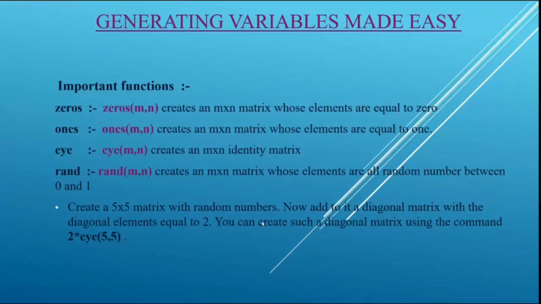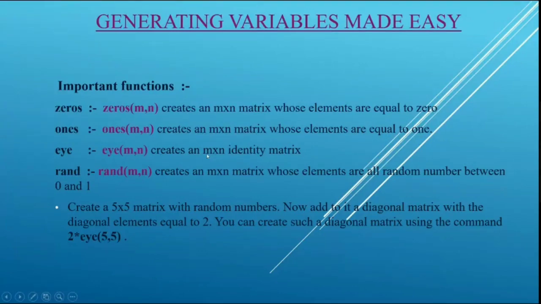In MATLAB, generating a few variables has been made easy by a few important functions. For example, zeros. The command for this one is zeros(m,n), which creates an m into n matrix whose elements are all equal to 0. Here m is the number of rows and n is the number of columns. You can type zeros(2,3), which creates a matrix with 2 rows and 3 columns. Similarly, ones, where every element in the matrix is equal to 1.